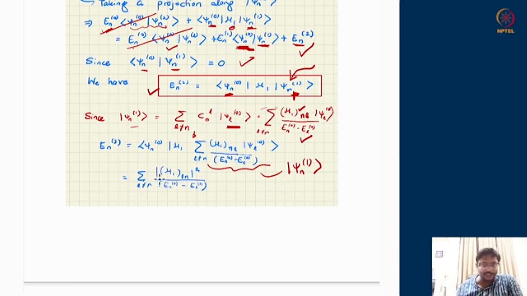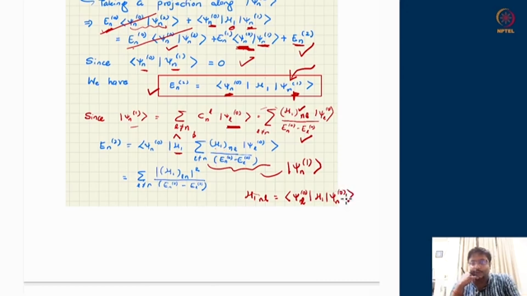So now you see there is an H1, which is an operator, and there is this H1NL, which is a number. This is an operator squeezed between two states. Remember, H1NL meant psi n0 and psi l0, H1, psi n0.